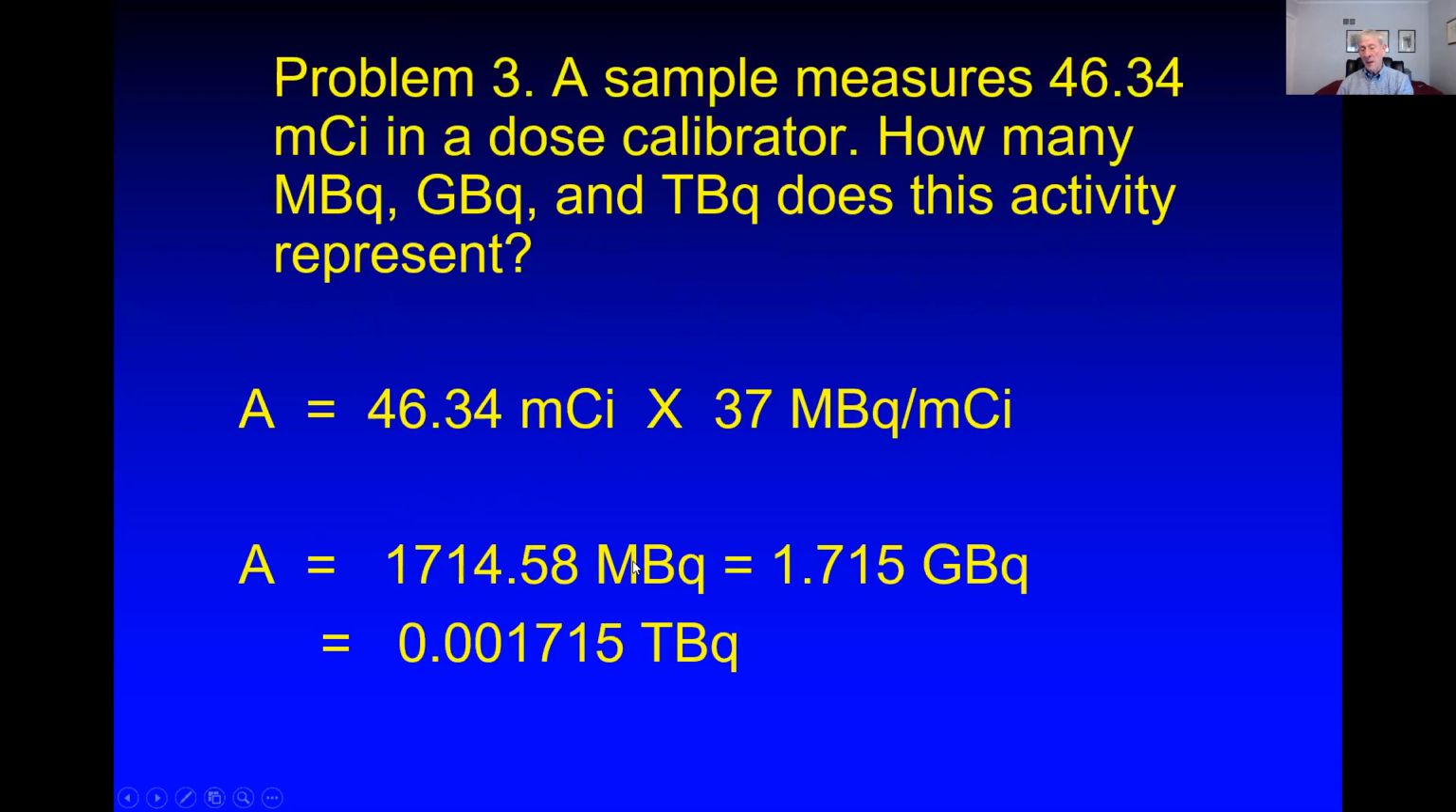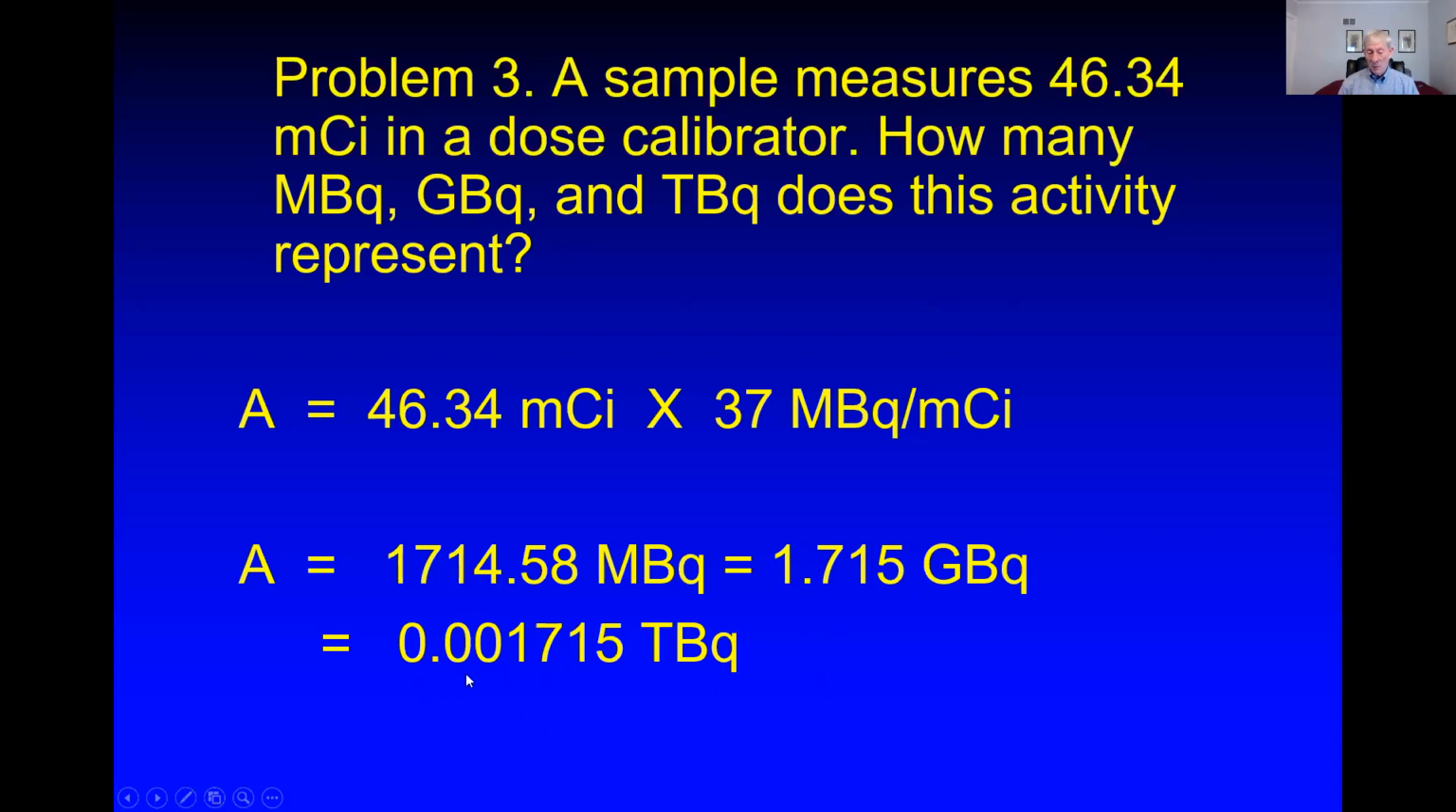Now, as we go up to gigabecquerels, we have to move the decimal point 3 places to the left. So 1,700 megabecquerels is 1.7 gigabecquerels. And to go to terabecquerels, again, we have to move this decimal 3 places to the left. So 1.7 gigabecquerels is 0.0017 of a terabecquerel. Now, these numbers look hugely different.